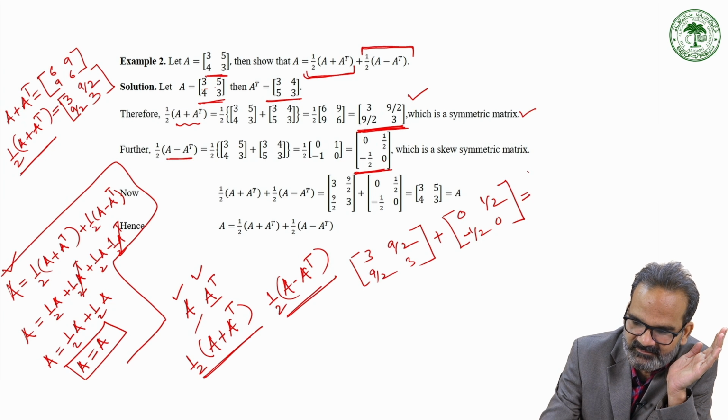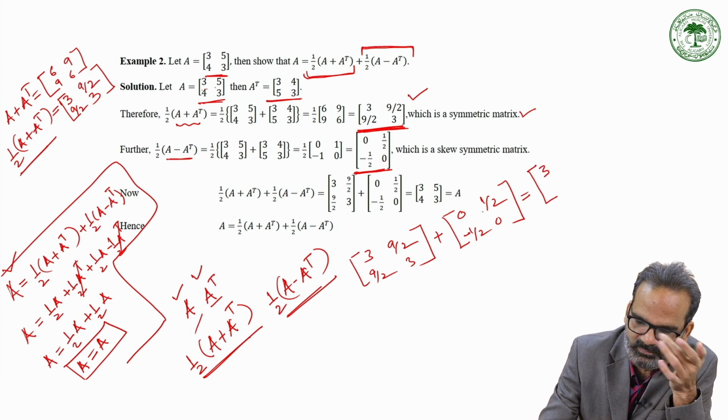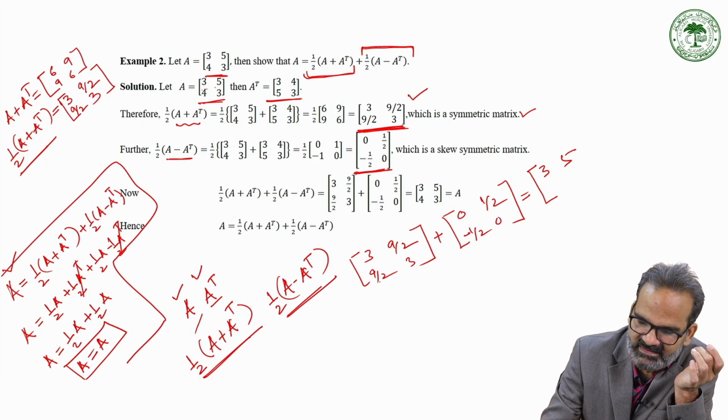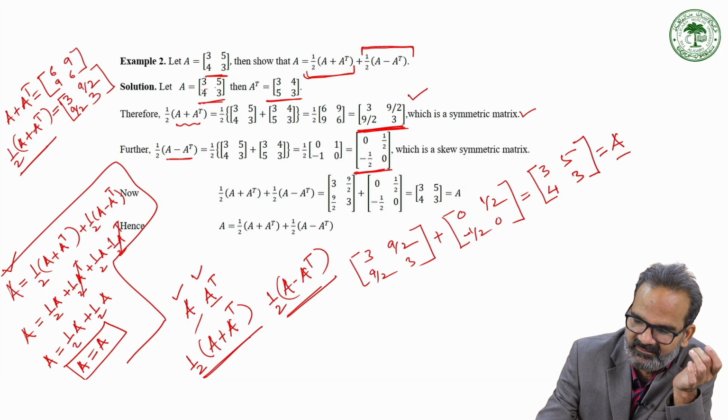See what will happen. 3 plus 0 is 3. 9 by 2 plus 1 by 2, that is 10 by 2. 10 by 2 is 5. 9 by 2 minus 1 by 2 is 8 by 2. 8 by 2 is 4. 3 plus 0 is 3. What is this? This is your matrix A, right?